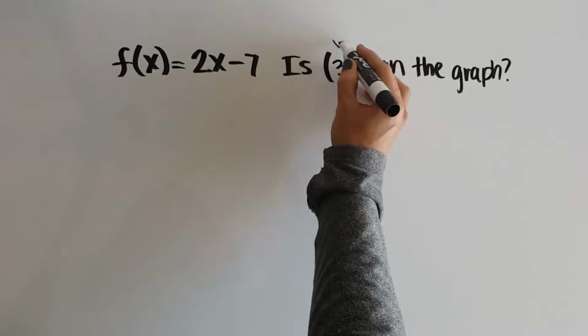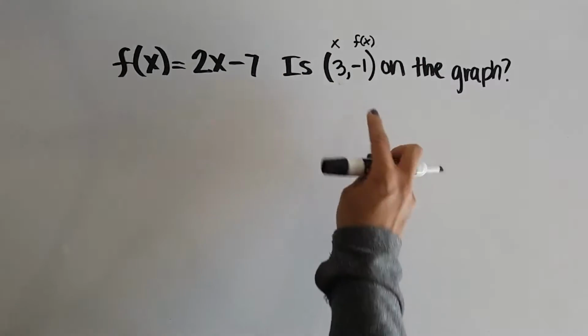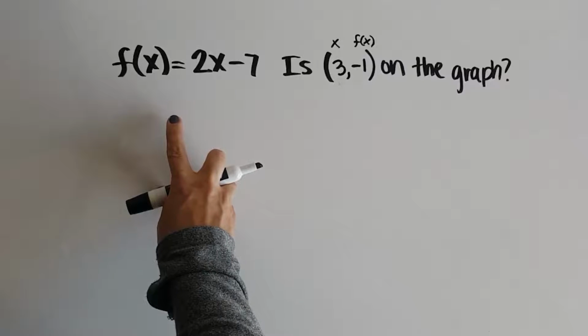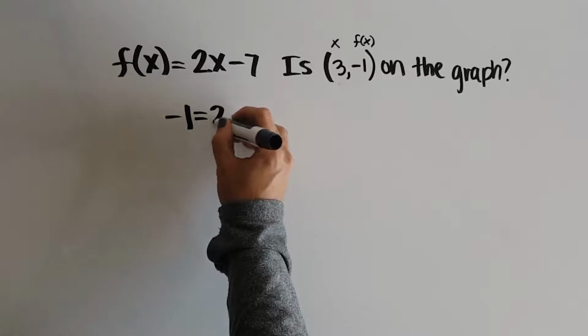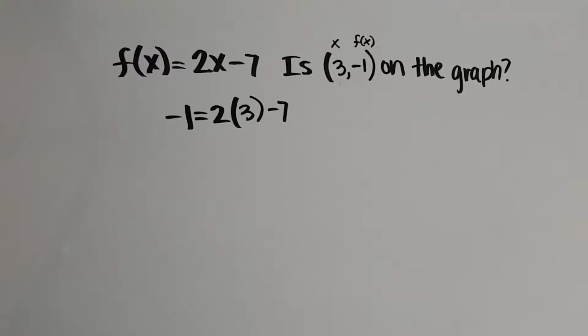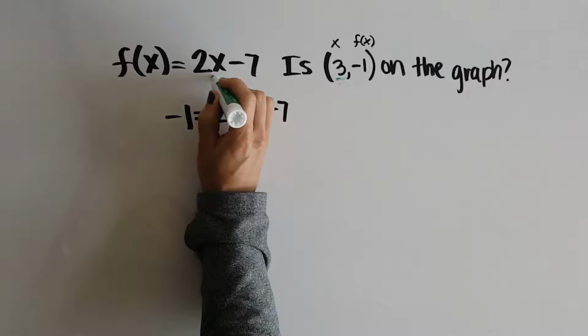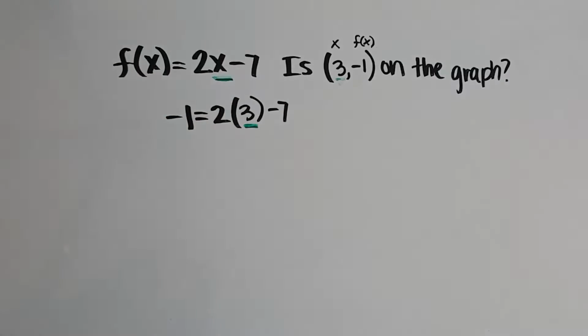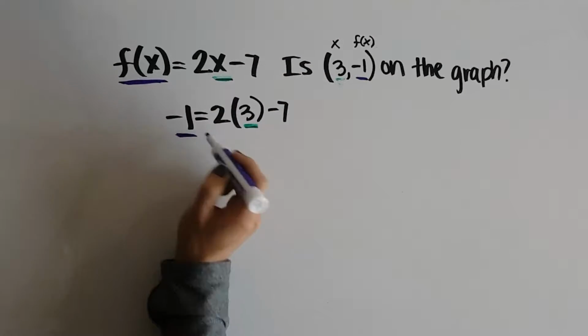So remember, this is our x, our input. This is f of x, really our y value. So if we substitute these values into our function, negative 1 should be equal to 2 times 3 minus 7. As you can see, we took the x value and substituted it where there was an x. Then we took our output, which was our f of x, and substituted that where f of x belongs.